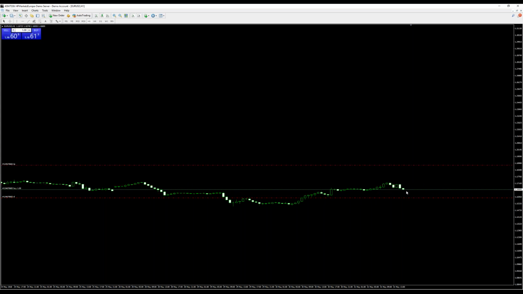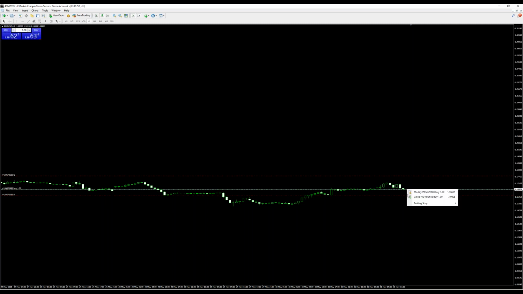Now, if the price moved, one second. No, one chart provider did provide the option to set a trailing stop on the chart as well. But I mean, this is your easiest shortcut. Just right click on the trade and set your trailing stop from here.